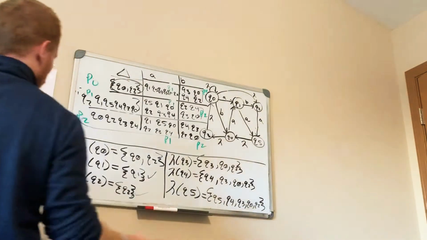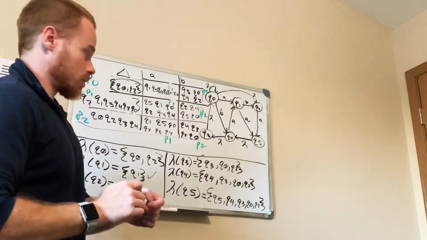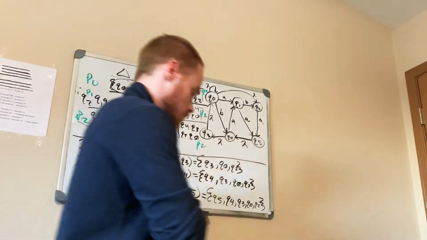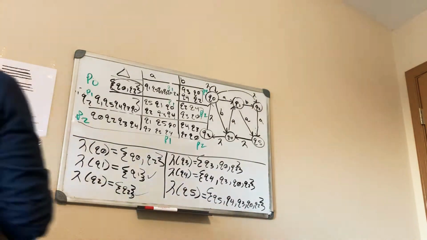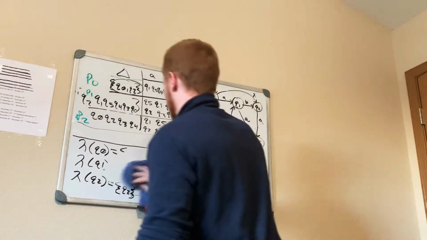So what we have here is our table to help us construct. We have constructed the table to help us build the DFA. So we can get rid of this down here.